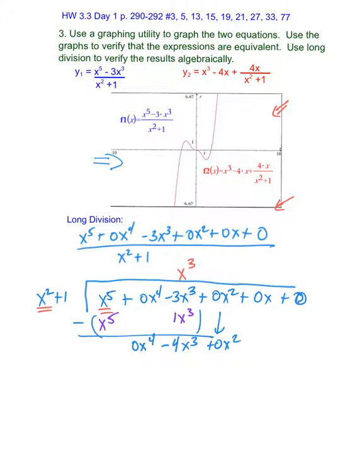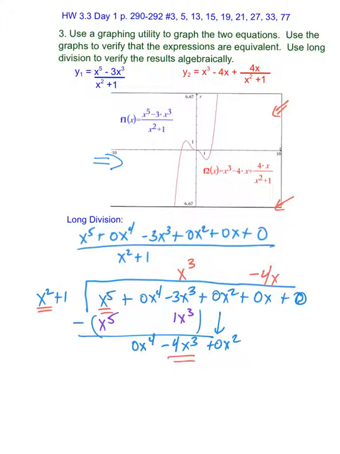All right, now we're going to begin the process again, and we're going to say, how many times does x squared go into 0x to the fourth? That would be 0, so we can skip that. So let's say, how many times does x squared go into negative 4x cubed? And that would be negative 4x times. So I'm going to write that over the linear term.